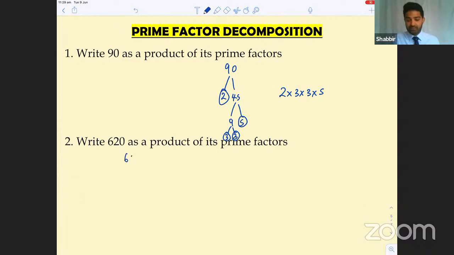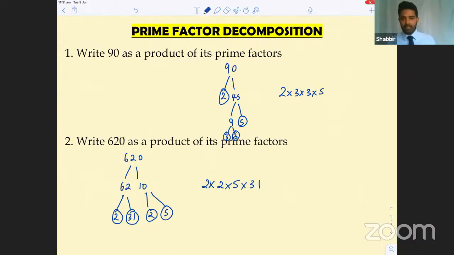And then for 620, quite a big number there, we've got 62 and 10. Neither of those are prime numbers. So two numbers that multiply to make 62, that would be 2 and 31. And both of those are prime numbers. And then for 10, we've got 2 and 5. Both of those are prime numbers. So your answer for this one in order would be 2 times 2 times 5.